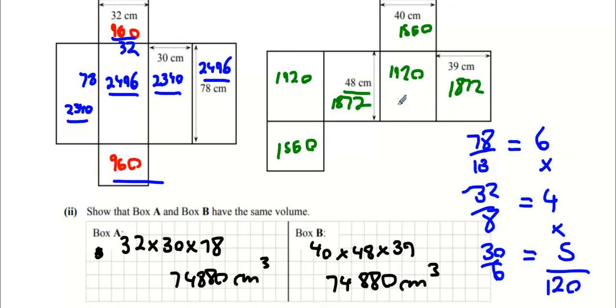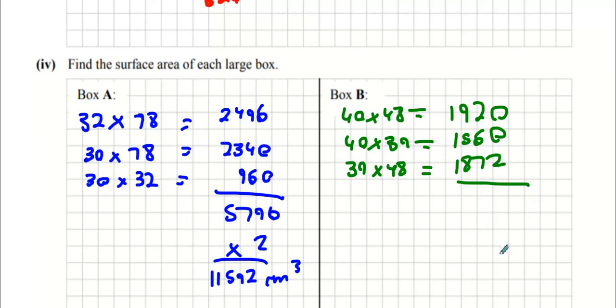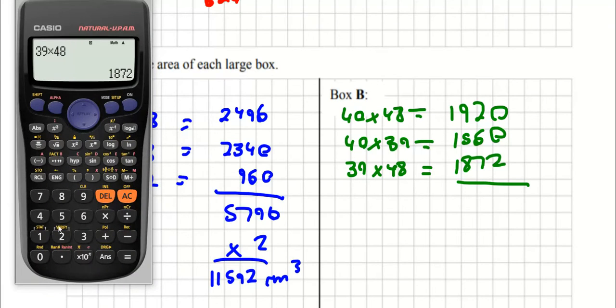They usually have a gap of 1 box in between them, or 1 rectangle in between them. So we're going to add these together and then multiply by 2. Now just because the boxes are the same volume doesn't mean it takes the same amount of cardboard to make them. They can have the same volume but different surface areas. So that's the interesting thing about area and volume. So you can have the same volume but different surface areas.